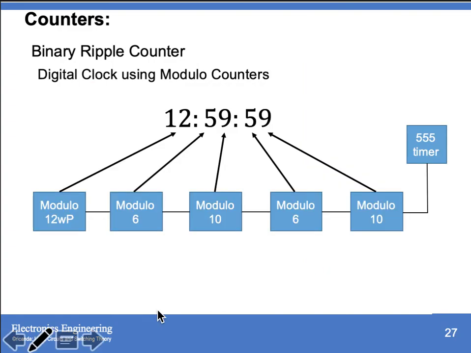So for a binary ripple counter, it can be used in the designing of your digital clock using the modulo counter. So for this 12:59:59, we have a modulo 12 with preset, a modulo 6 for the 5, a modulo 10 for the 9, another modulo 6 for the 5, and modulo 10 for the last 9. So all these counters must be supplied by a clock pulse from your 555 timer.